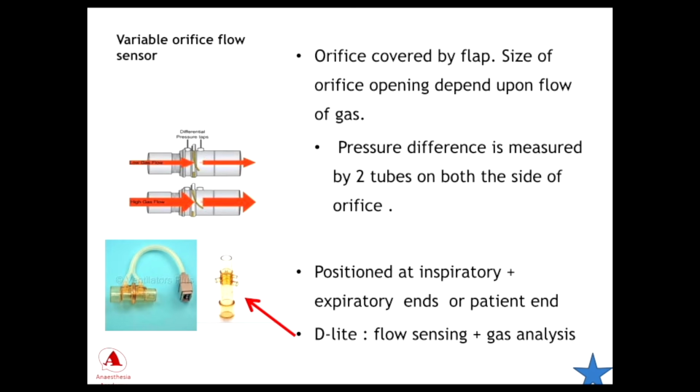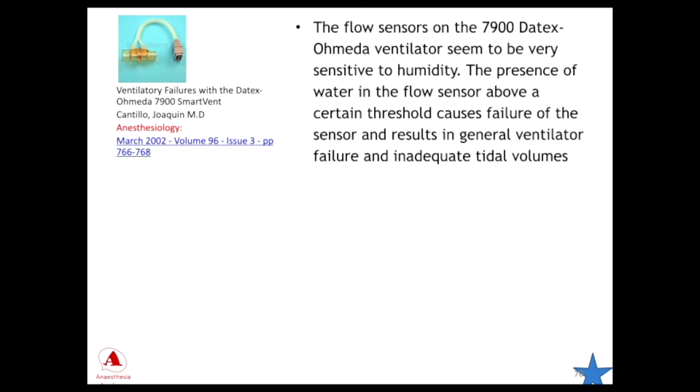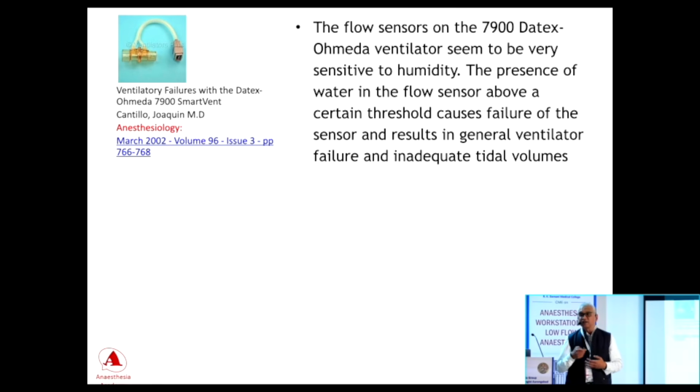Some have something called a D-light sensor, where there is an additional option for agent monitoring. When you are doing agent monitoring, you must put it at the patient end. And when you put it at the patient end, the issue is humidification. With low flow, the humidification increases drastically. If water droplets go into these two tubes, it will give you a wrong result.